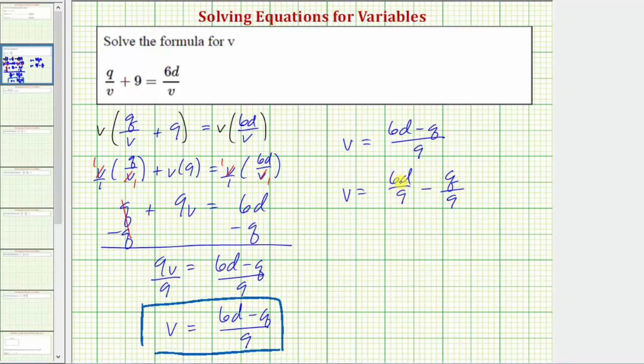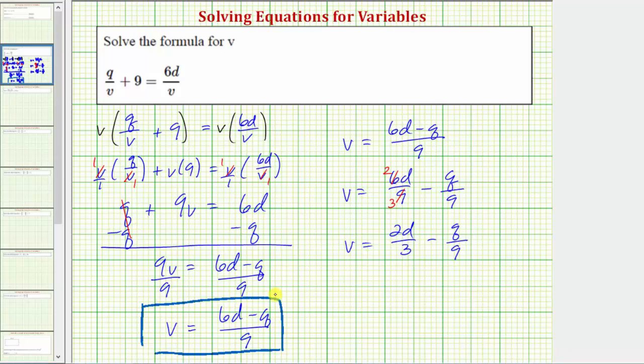In this form, we can simplify 60 over 9 because 60 and 9 share a common factor of 3. There are 20 3's in 60 and 3 3's in 9, and therefore v can also be expressed as v equals 20 divided by 3 minus q divided by 9.